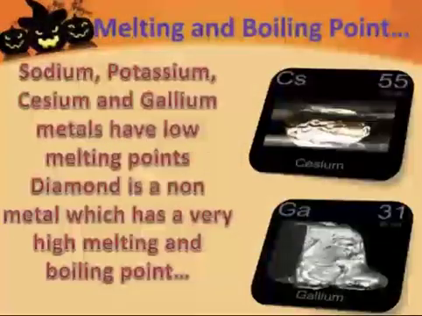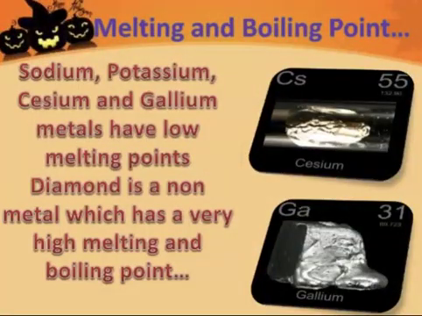We have learnt that metals have high melting and boiling points. Whereas in case of sodium, potassium, cesium and gallium, they are metals, but they have low melting points. Whereas in case of diamond, it is a non-metal, but it has a very high melting and boiling point.